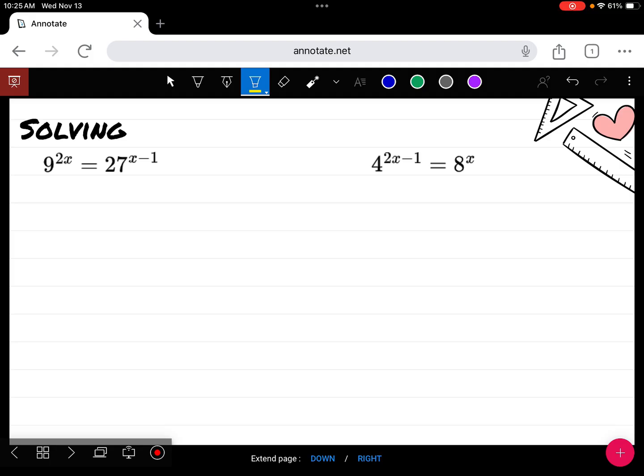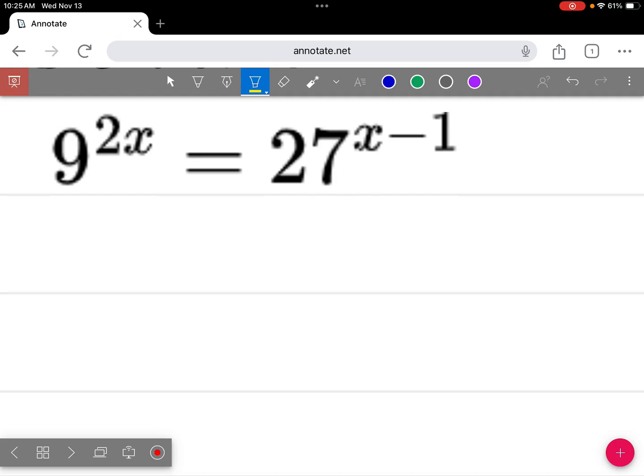So I've got 9 to the 2x equals 27 to the x minus 1. What are we going to do here? 27 isn't a power of 9. It's a multiple of 9, but not a power of 9. So we can't use a common base of 9. However, they're both powers of 3. So we can change both bases. That's fine. We may have to do that.